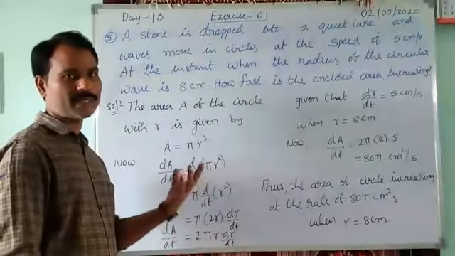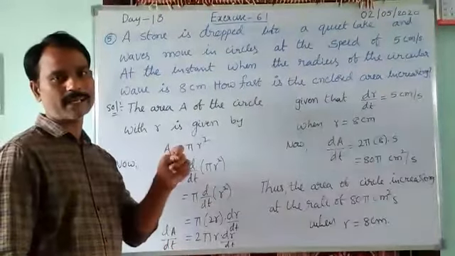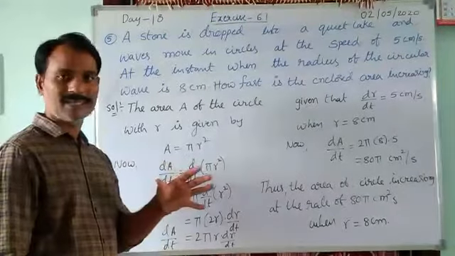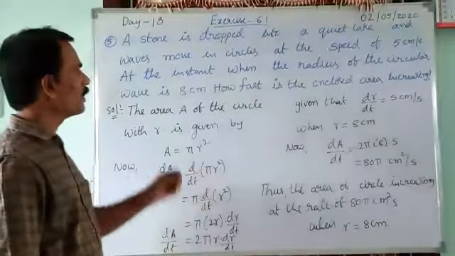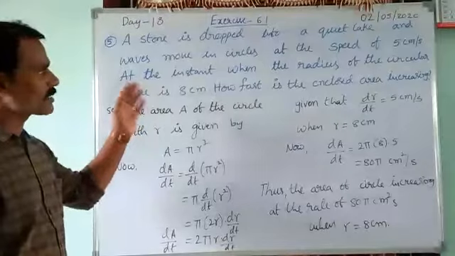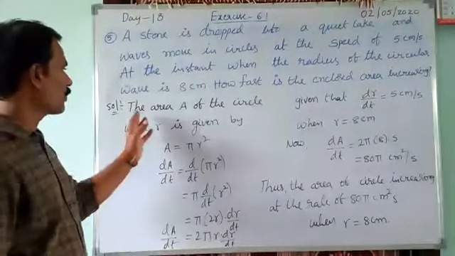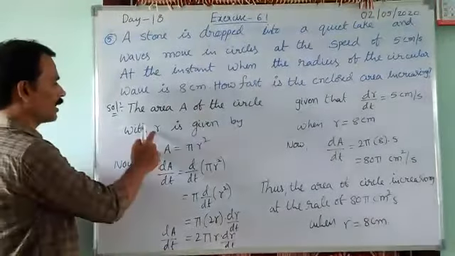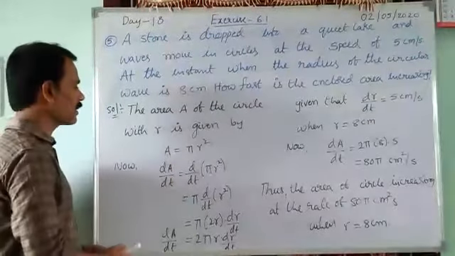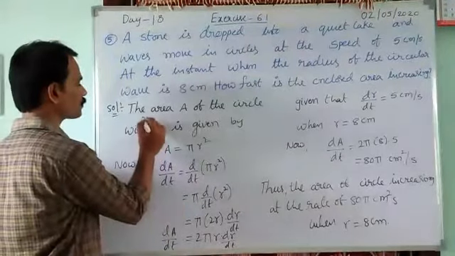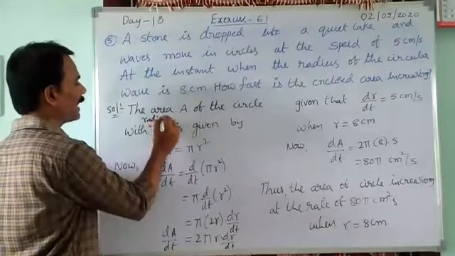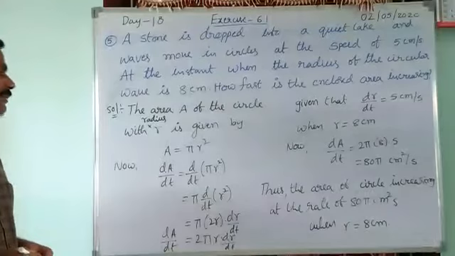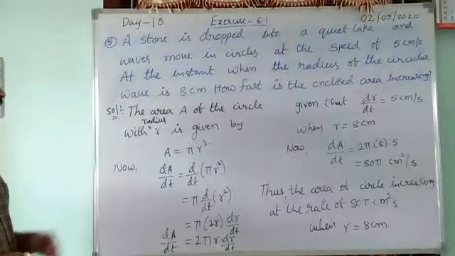What type of object, guys? If a stone is thrown in a lake, automatically waves will come in a circle form. So by using that, we already completed an example also. So what are we writing? The area A of the circle with radius R is given by A is equal to pi R square.